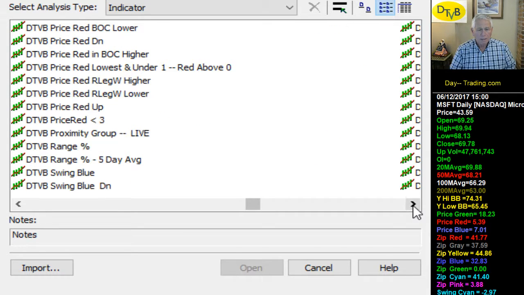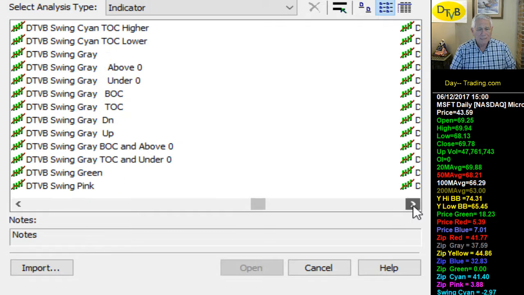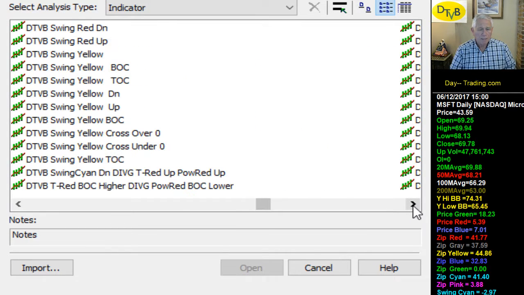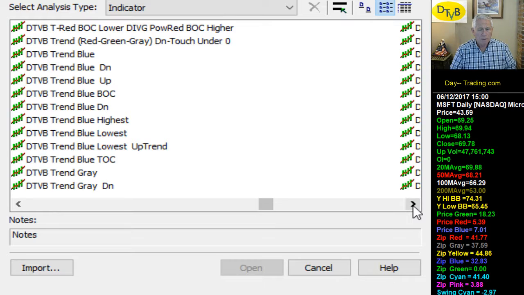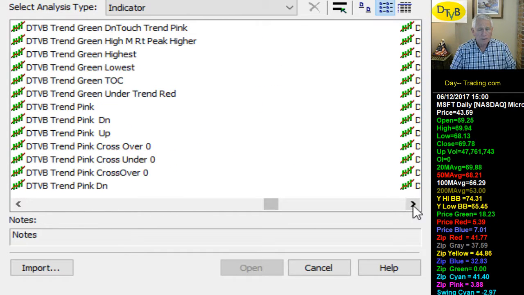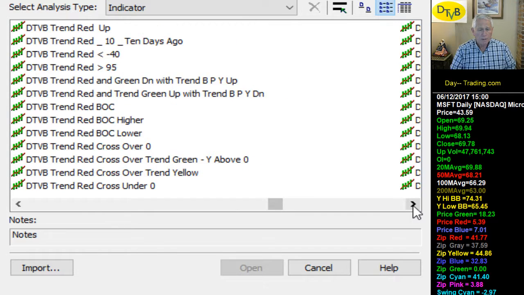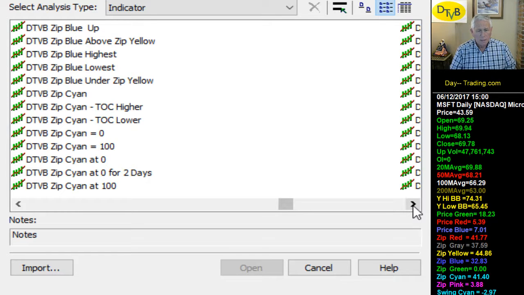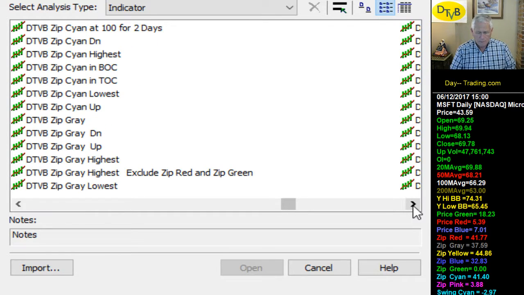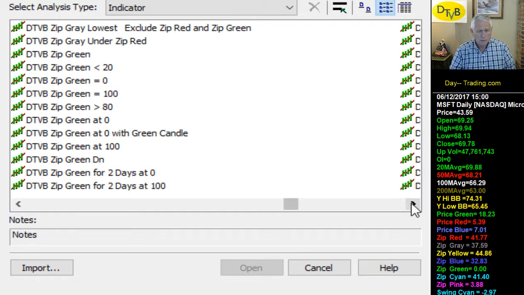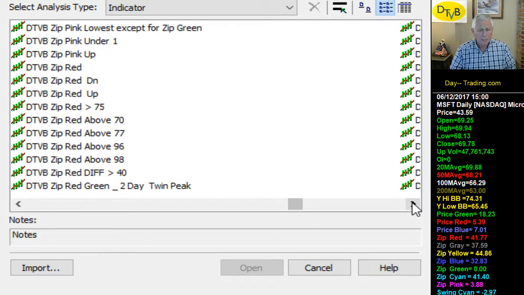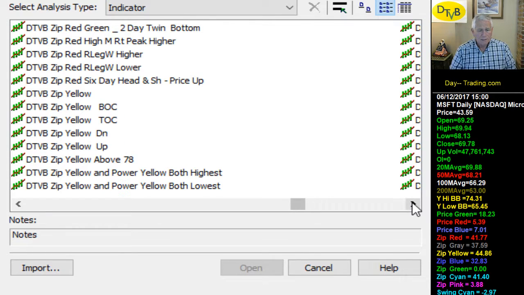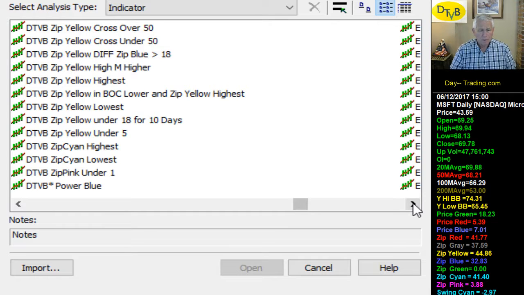There's price green. There's price red. There's swing Scion. There's swing gray. There's swing pink. There's swing yellow. There's trend blue. There's trend gray and green. There's trend pink and trend red. There's zip blue and zip Scion. There's zip gray, and zip goes down to zip gray lowest. And there's zip green in that example. There's zip pink. There's zip red. There's zip yellow. There's zip blue.